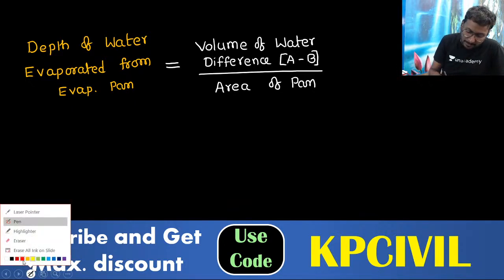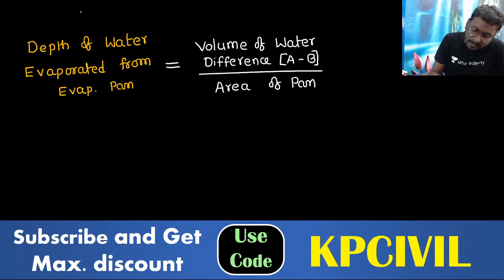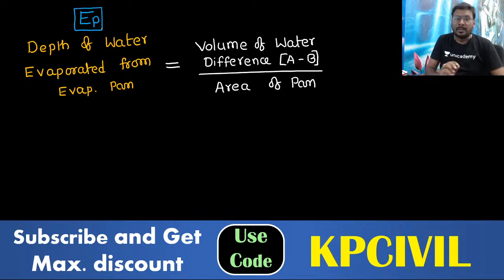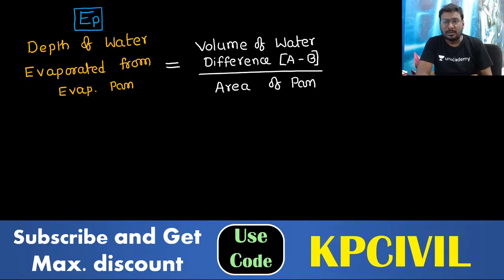Is this actual evaporation? No. This is pan evaporation, EP. This is called pan evaporation EP. Pan evaporation EP is equal to the volume of water difference between A to B divided by the area of the pan.